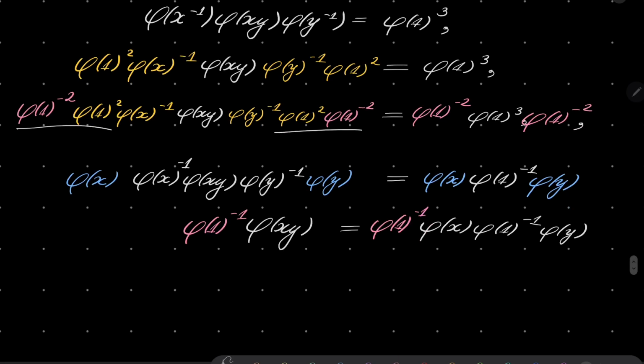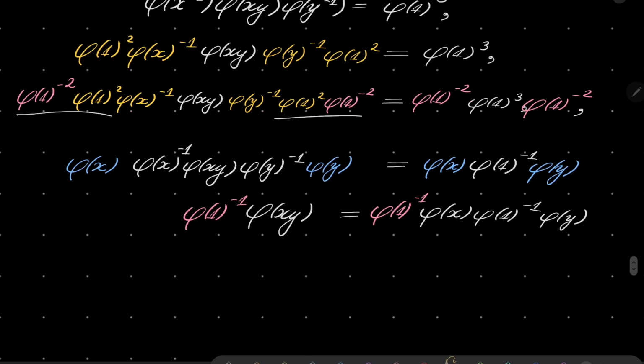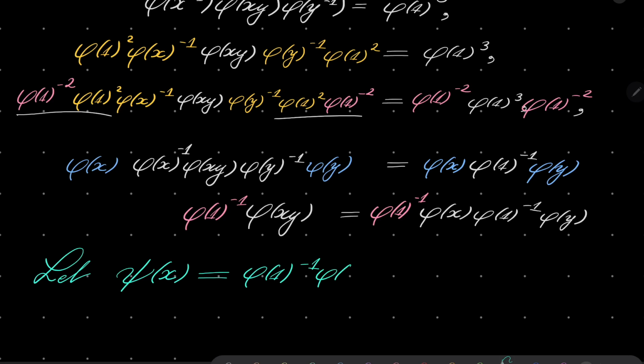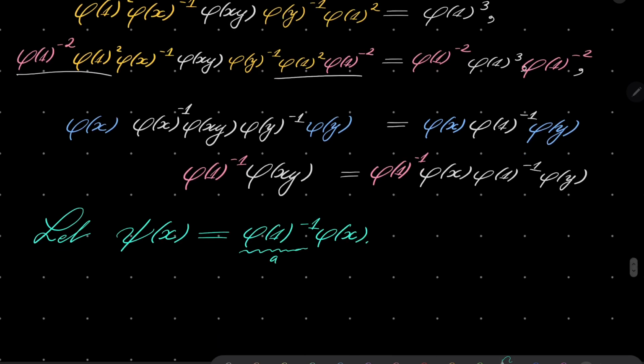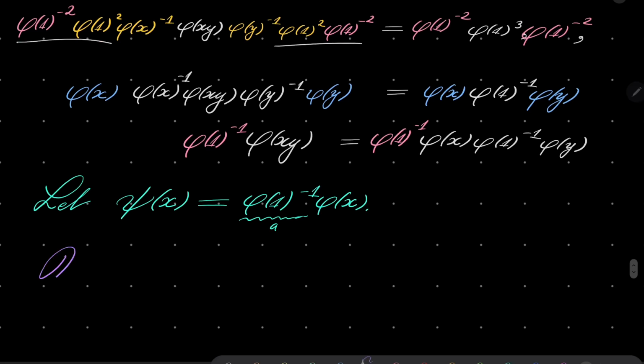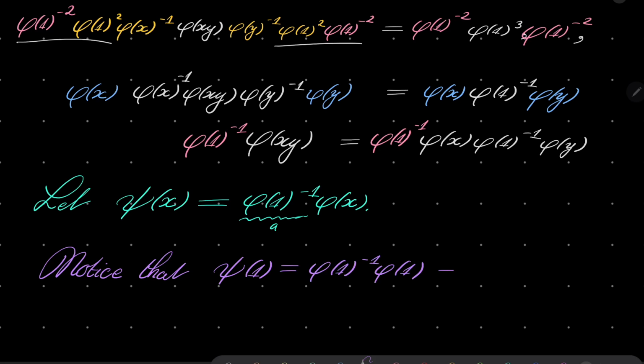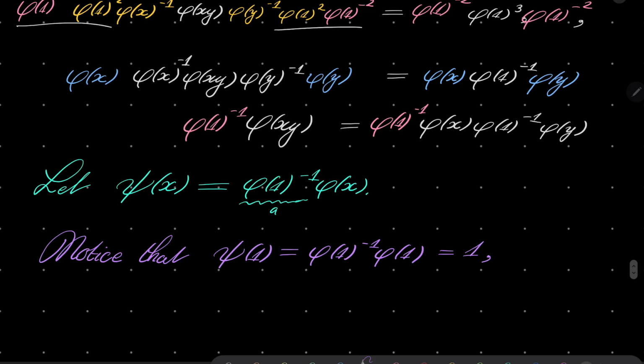Alright. And now notice that I will now let psi of x be equal phi of 1 inverse phi of x. So basically, phi of 1 inverse is the value of a. And I claim that this function, psi, is a homomorphism. Notice that what is psi of 1? Psi of 1 is phi of 1 inverse times phi of 1, which is of course 1. So the neutral element is mapped to itself.